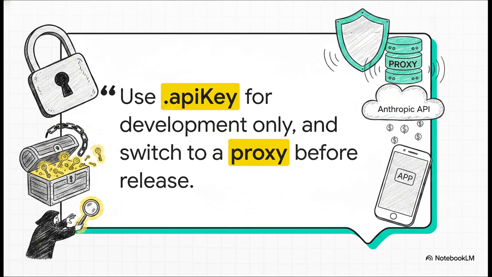Guys, if you hard-code your Anthropic API key into your compiled app binary, someone is going to extract it, and they'll start making requests billed straight to your account. Actually, let's be honest, nobody wants that kind of surprise bill. You've got to protect your credentials.